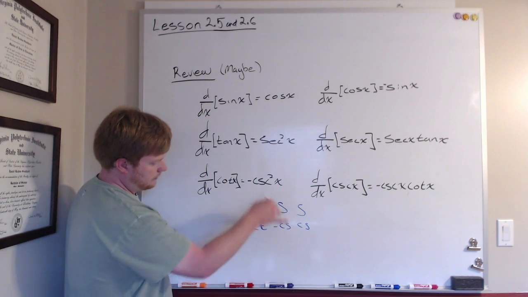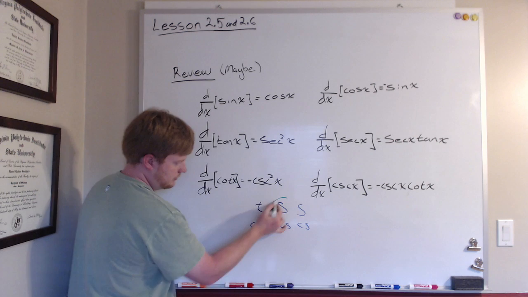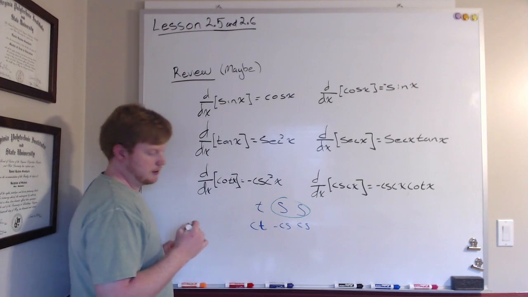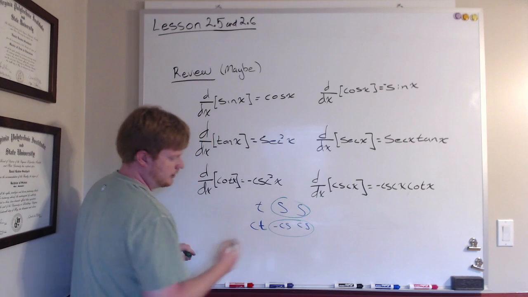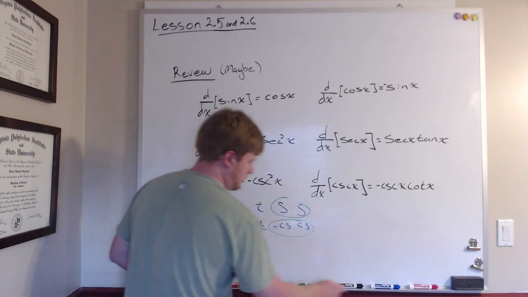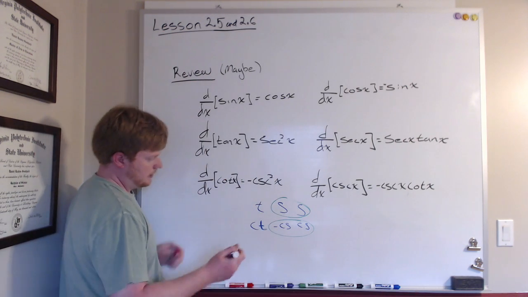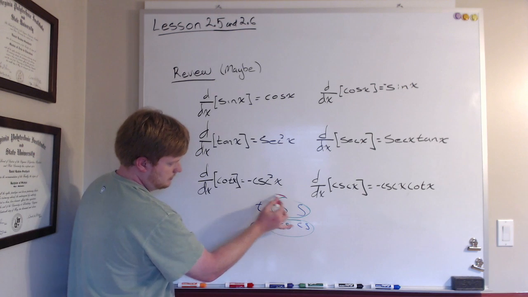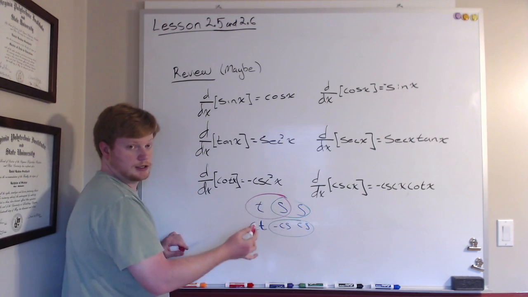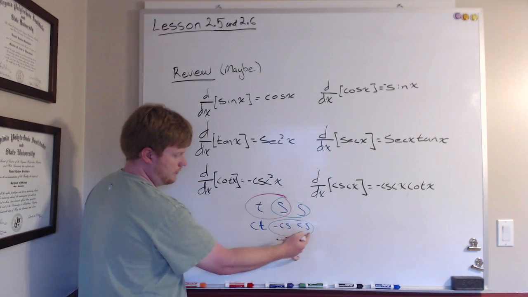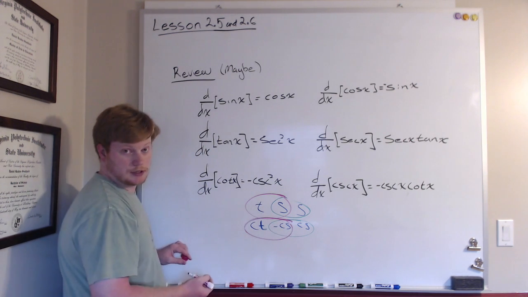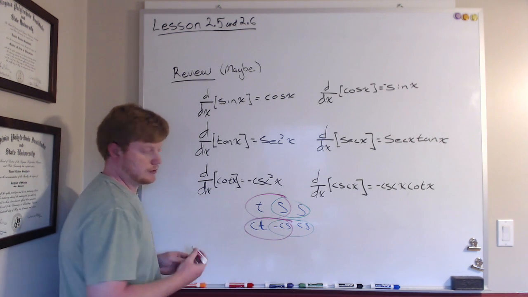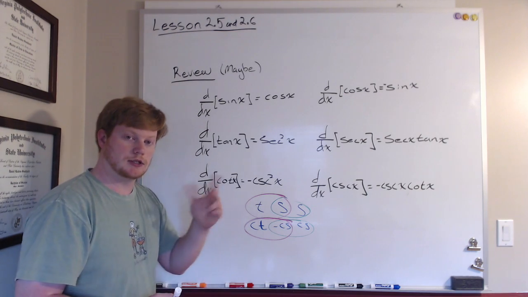So the derivative of tangent is secant squared. The derivative of cotangent is negative cosecant squared. The derivative of secant is tangent secant or secant tan. And the derivative of cosecant is negative cosecant cotan or negative cotan cosecant. Right, because multiplication is commutative.